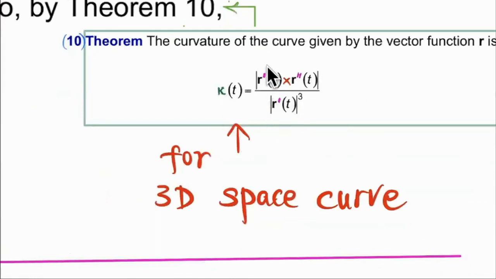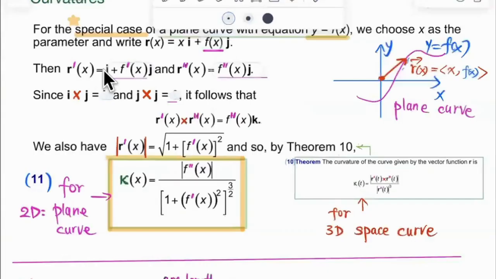Now, we're trying to use this to calculate the curvature. Remember, this is the curvature formula for a 3D space curve. So we need to find the cross product of r prime with r double prime. i cross j, what's i cross j? i cross j is, use the right-hand rule.